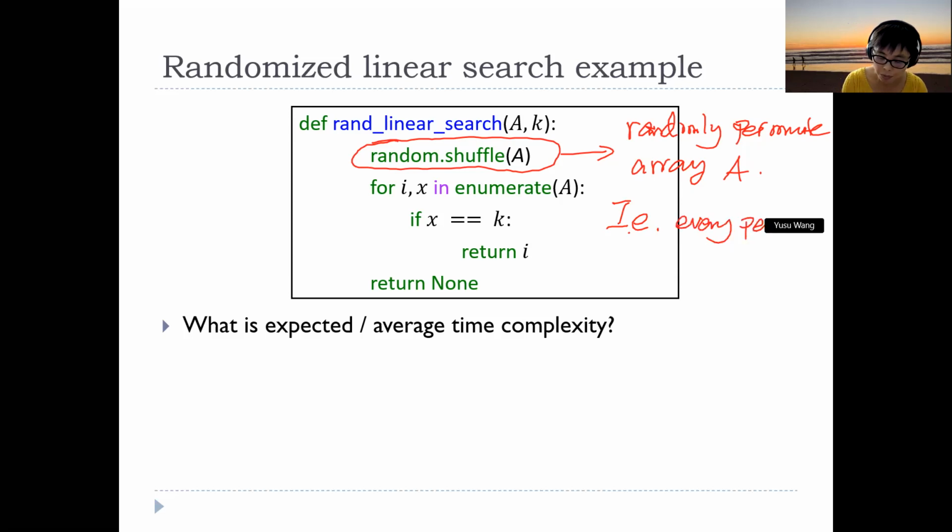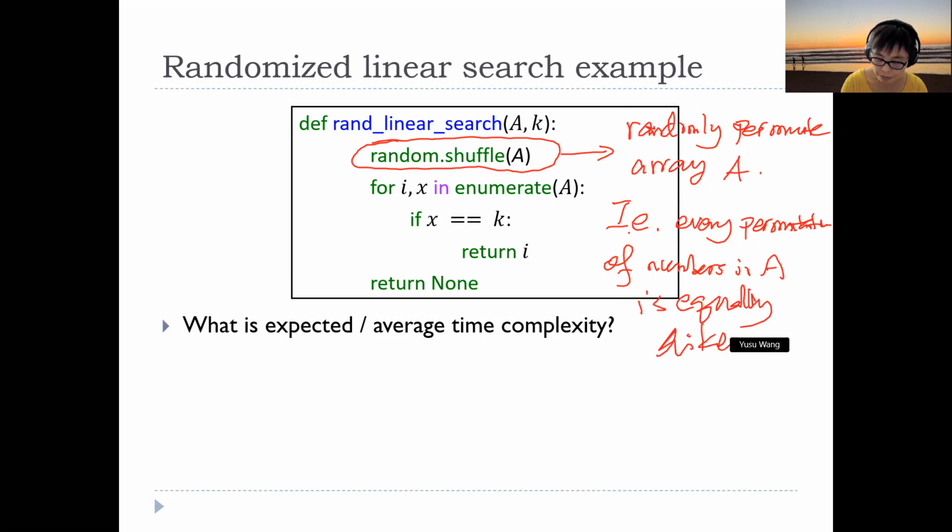Every permutation of numbers in A is equally likely. So I randomly permute the array. Then I go through this randomly permuted array and check whether the key I'm looking for is in it or not. So this is the only modification.